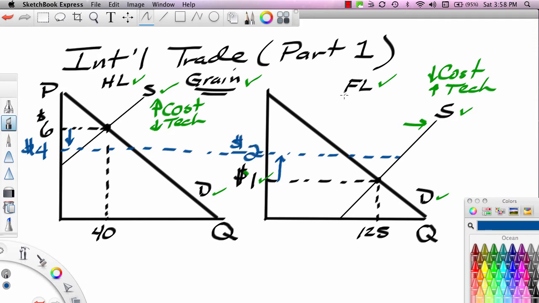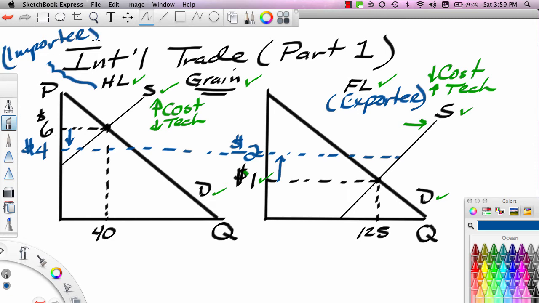So Flatland is actually going to be the exporter, or international seller of grain, and Hillland is going to be the international buyer of grain, and that's the importer. So the importer, again, is an international buyer. Sorry for cramming that note up in the corner there, but the importer is the international buyer, and the exporter is the international seller.